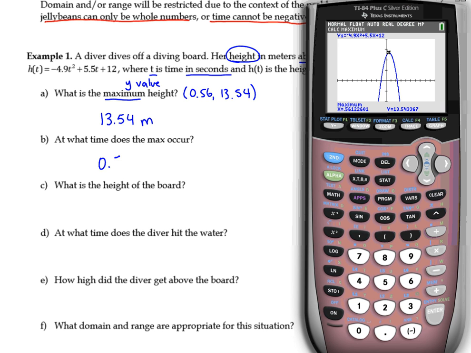0.56 seconds. So that would be the x value of the vertex.